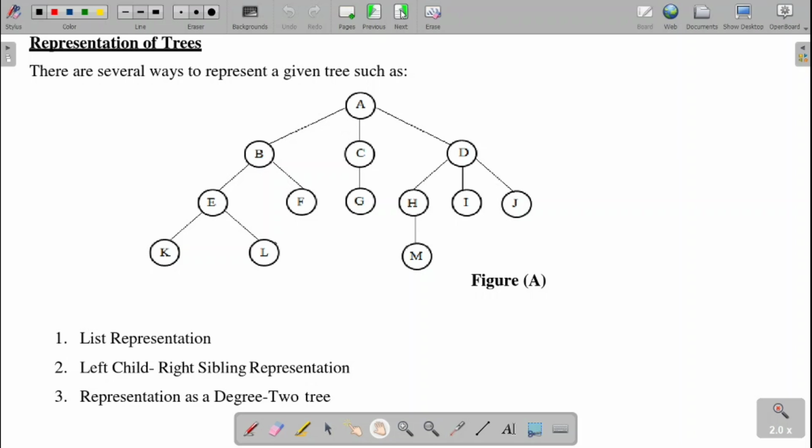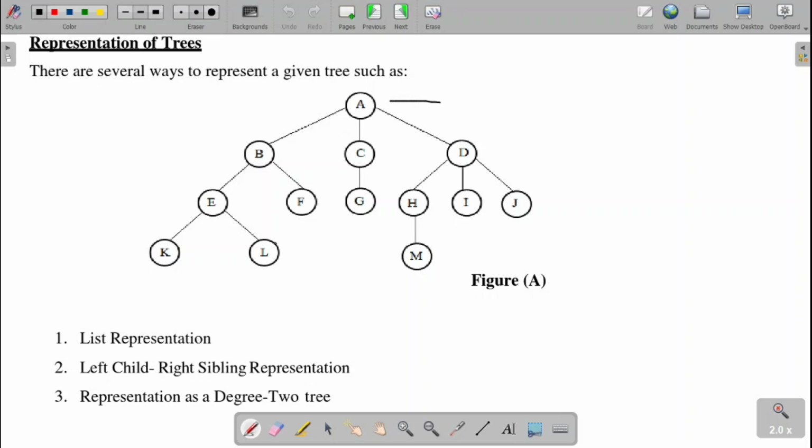One such example has been given over here, wherein the root of the tree is A. A has three children, B, C and D. B has two children, E and F. E has two children, K and L. C has a single child, G. D has three children, H, I and J. H has a single child, M.